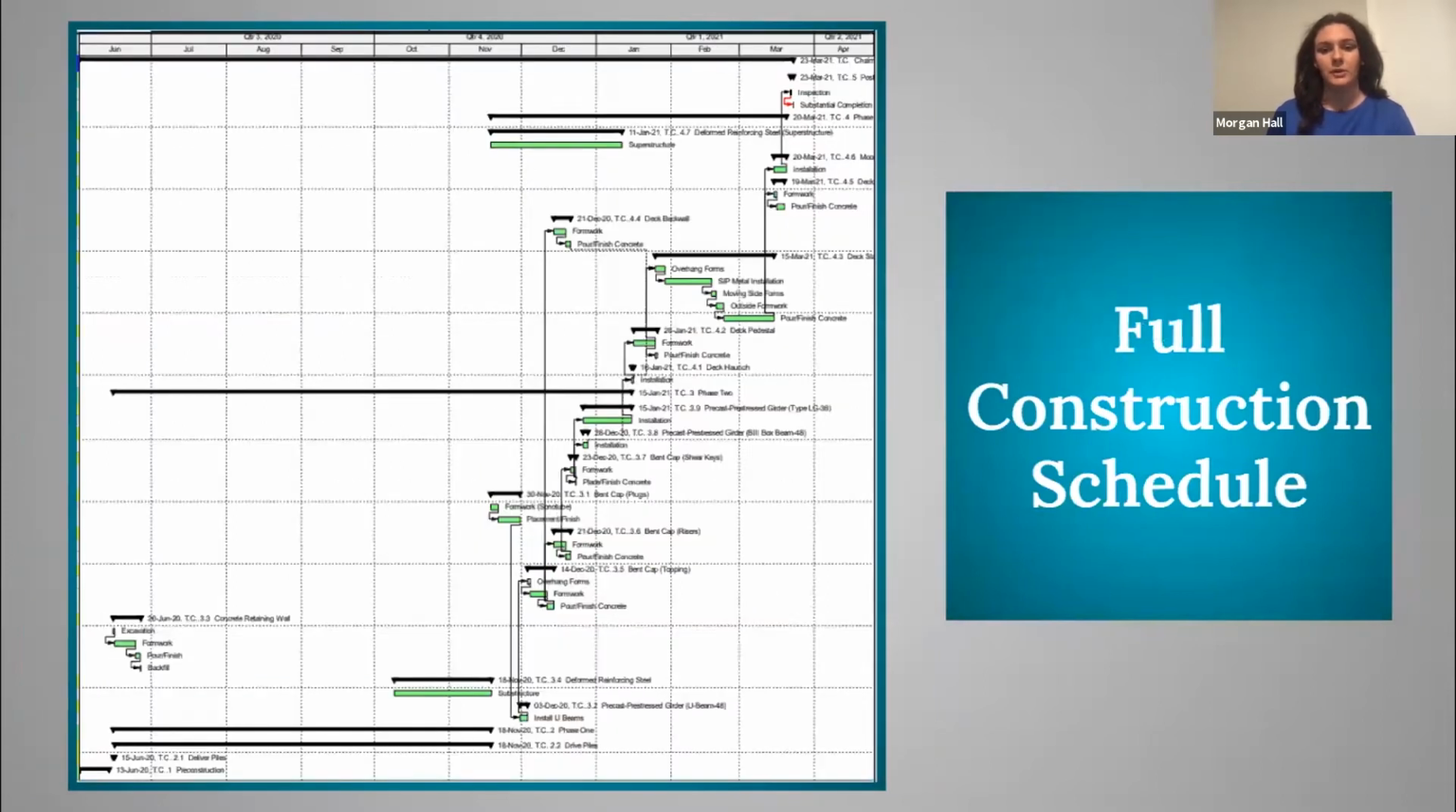This is our full construction schedule. So it's going to include every activity for each one of those that Alex just listed, as well as some minimal activities that will be included as well.